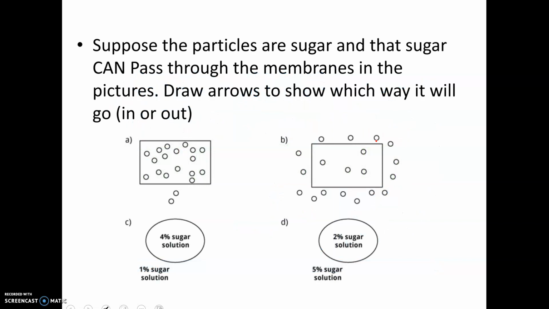So, suppose the particles of sugar can pass through this particular membrane in the picture. Draw an arrow showing which way it will go. So there are 4 different problems here. So let's look at our first one. So here's our first one.